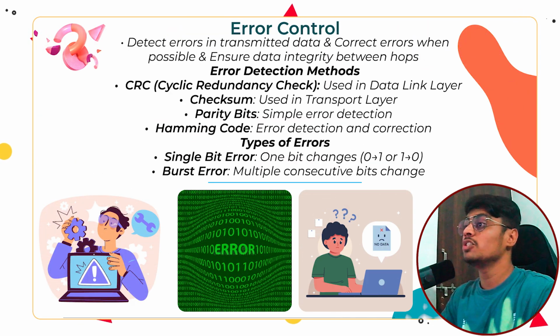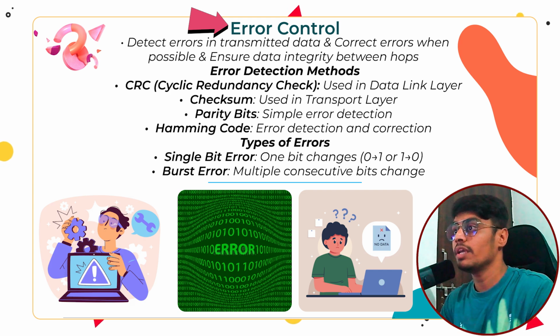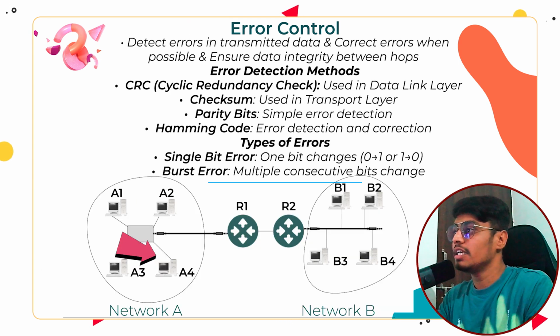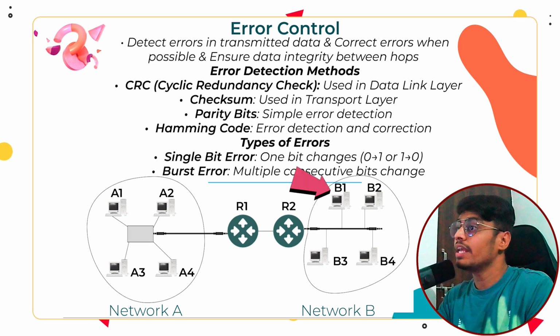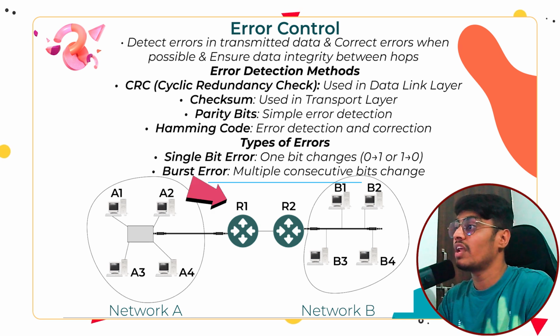Now, the third responsibility of the data link layer is error control. What is meant by error control? Error control is very important, but why? Let's say A4 sent a message to B1. When A4 sent the message, that message traveled through multiple hops, and finally reaches B1.